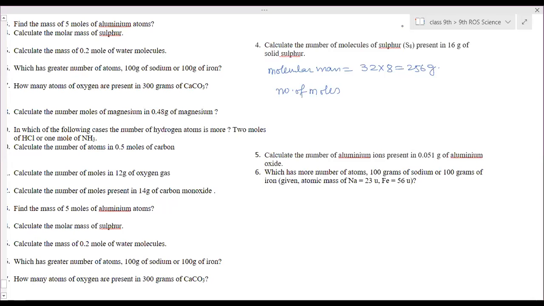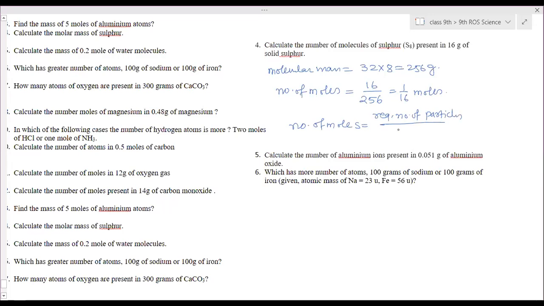Divided by molar mass. Given mass is 16 gram. Molar mass is 256 gram. So that means 1 by 16 moles. So number of moles is 1 by 16 moles. Now we have to calculate number of molecules. For that again, number of moles is equal to the required number of particles divided by Avogadro's number.